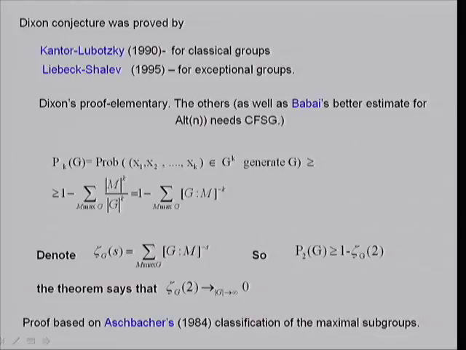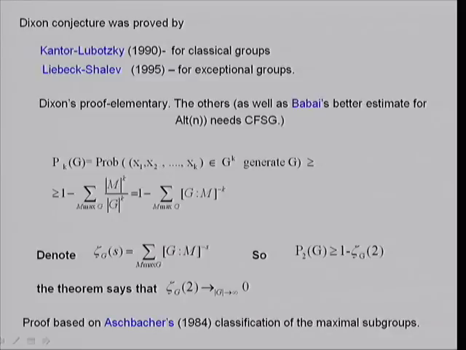Now, I'm taking a sum over all maximal subgroups of G. What's the probability, for a given maximal subgroup of G, that I'm inside it, that all the k elements, in order not to generate the group, all of them should be inside M. So this is |M|^k divided by |G|^k, and this is equal to 1 minus the sum over all maximal subgroups M of G of the index of M in G, to the minus k, right? This is the notation for the index of M in G.